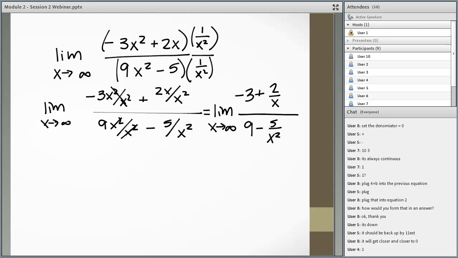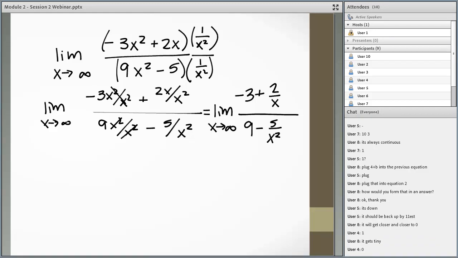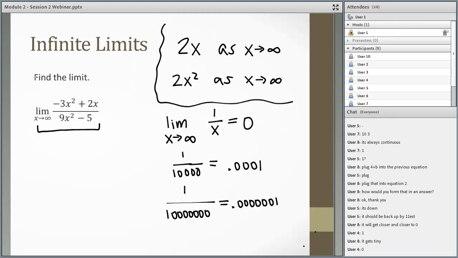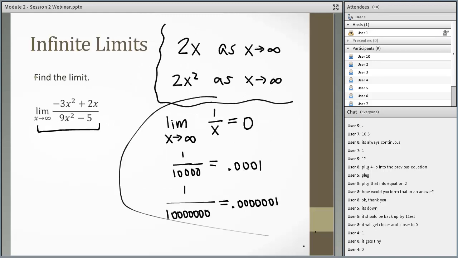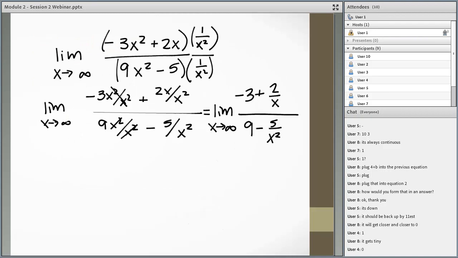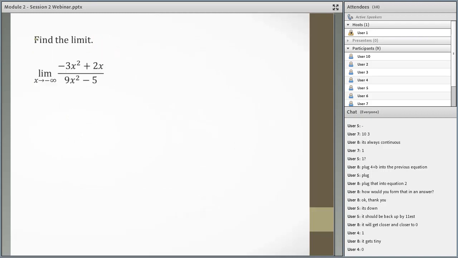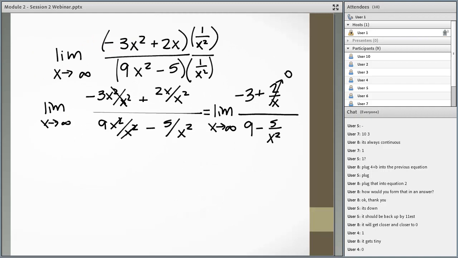So as x goes to infinity, negative 3, there's no x with negative 3, which means that term is not affected. So what about the 2 over x? What happens to 2 over x as x goes to infinity? Very good. It goes to 0. It's going to get smaller and smaller, just the same way that the 1 over x did. The same thing happens as right there. It's just now the numerator is 2. So this term goes to 0.